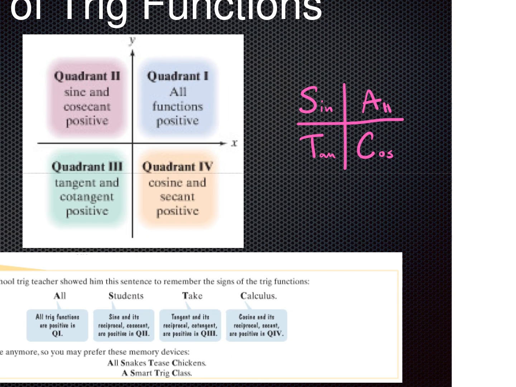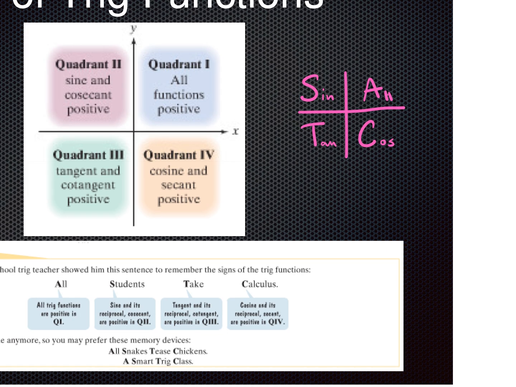So one way to remember this is all students take calculus. Starting in the first quadrant, all are positive, then students take calculus. So the acronym stands for what's positive in each quadrant. Knowing this is a good way to check your work. You can always check the signs of your answers at the end of the question by knowing which quadrant you're in and what is supposed to be positive and what's supposed to be negative in that quadrant.